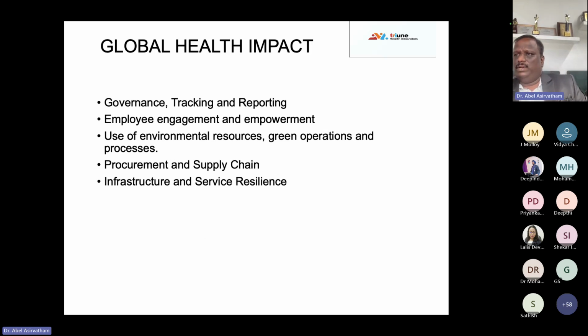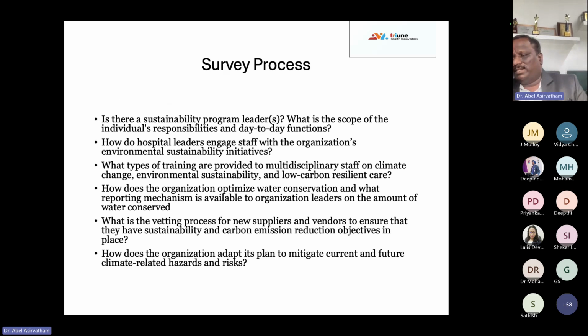So you have 5 things in this. It talks about the governance, tracking and reporting, employee engagement and empowerment, use of environmental resources, green operations and process, then procurement and supply chain, and it talks about infrastructure and service resilience. So survey process, there is a sustainability program leader, what is the scope for individual responsibilities and day-to-day function. So it's again left to the hospital to fix the qualification for a chief sustainability officer.